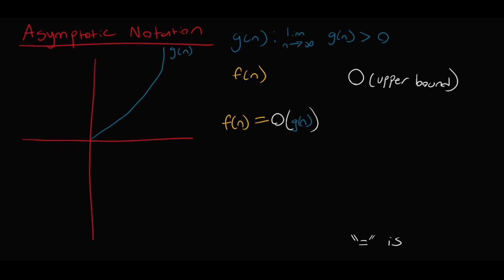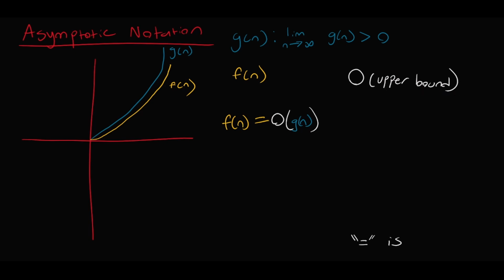Now let me draw this out. This means that as the inputs for f of n grow, it will grow no larger, it will not pass this function right here. It's upper bounded by g of n. This is f of n. Let's say it can be equal at points, but it cannot be bigger. Big O is upper bound.